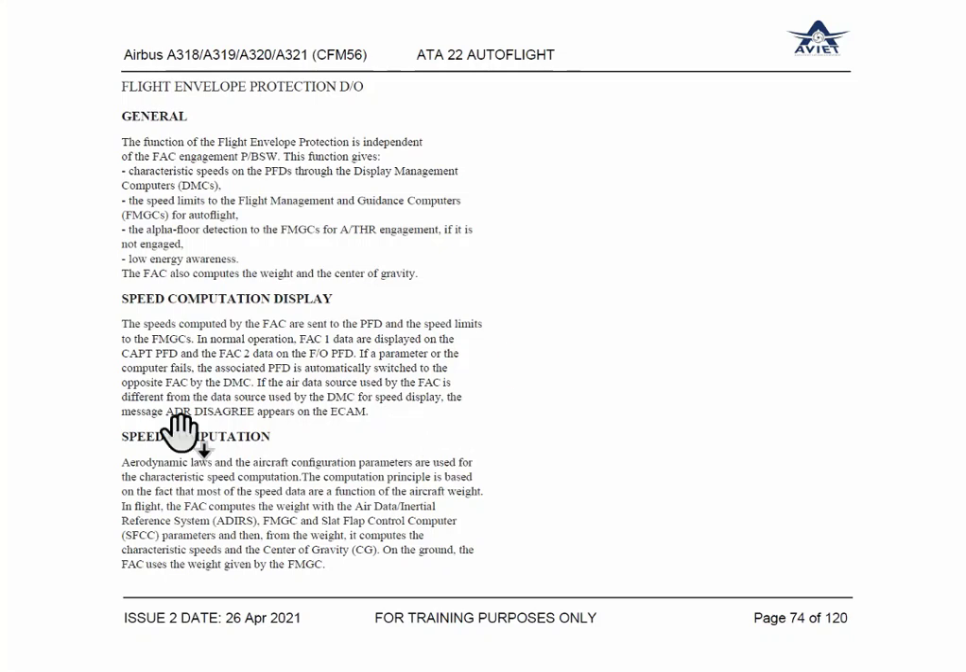If a parameter or one computer fails, then the other computer will supply the information to the other side automatically. If the air data used by the FAC is different from the other source, it means there is a difference between the two side parameters for the display. Then, from the different source used by the DMC for the speed display, the message ADR disagree will appear on the ECAM. ADR disagree.